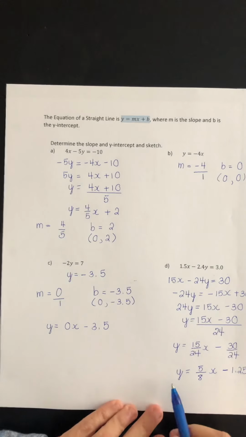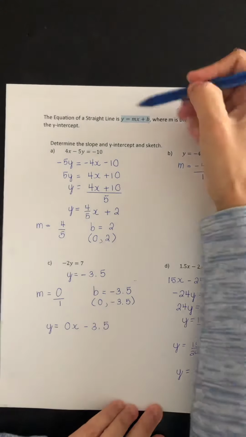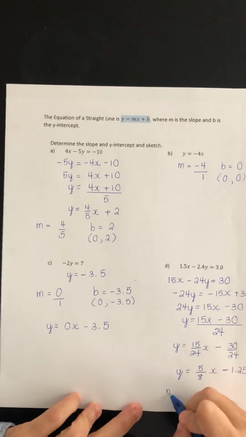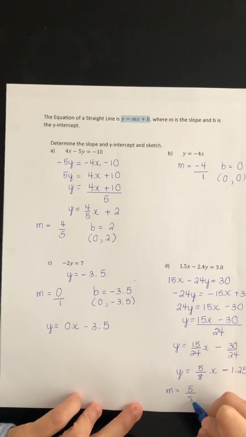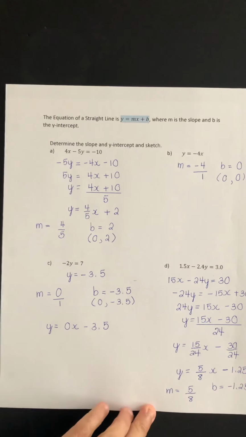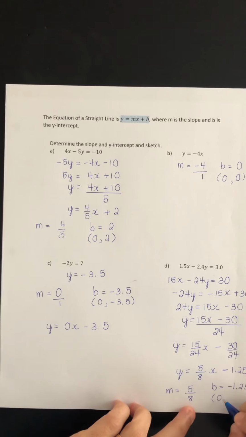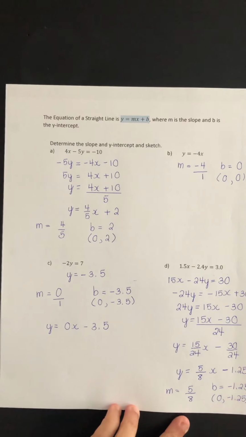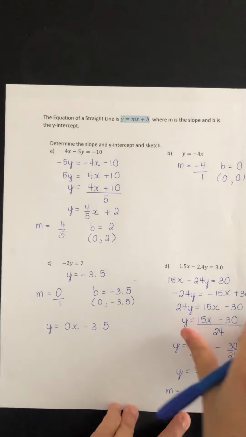So now we can compare it. It's in perfect form for comparison. And what do we find? We find that the slope is 5 over 8. The value of b is negative 1.25. Thus, the y-intercept is the point 0, comma, negative 1.25. So here's where I'm going to start in the graph, and here is the slope I will apply. Okay, so let me find this point on the graph for you, and then we will apply the slope to get our second point.